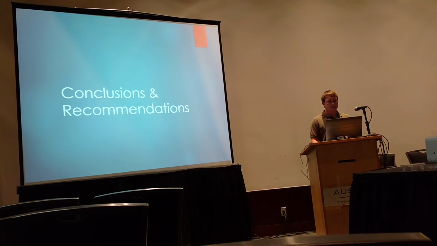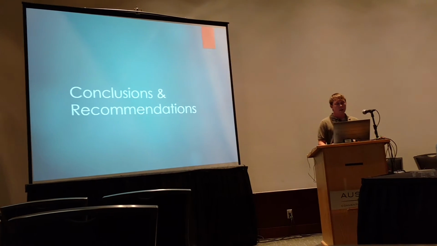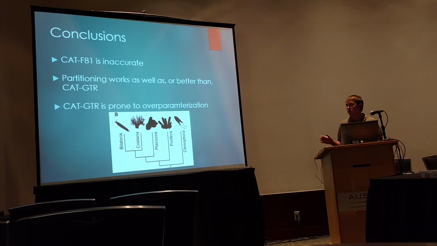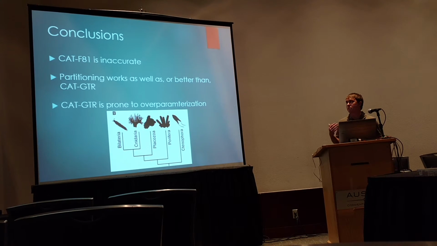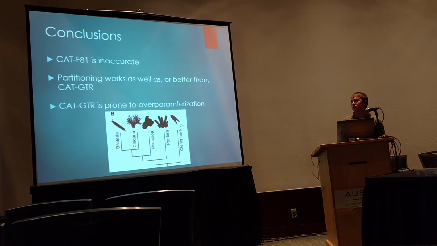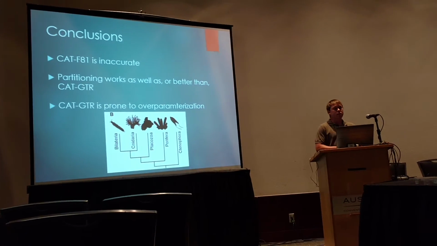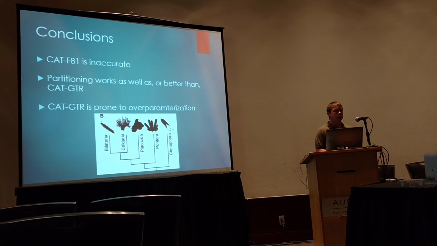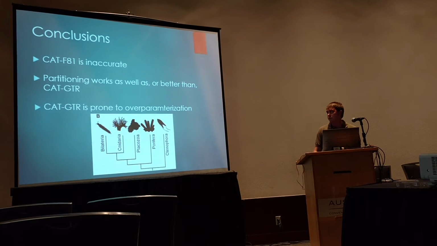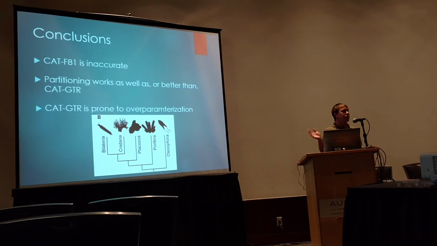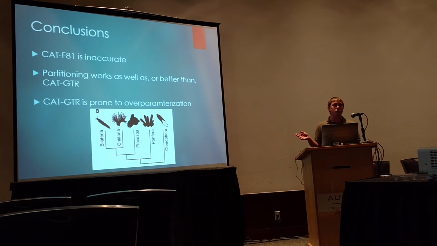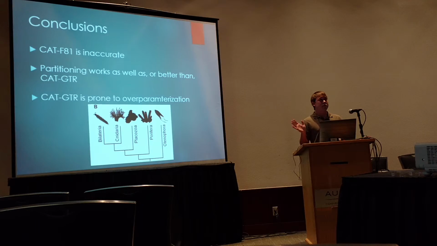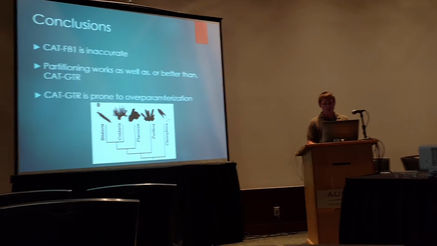So I'm going to hit on some conclusions and recommendations. CAT-F81 is inaccurate; I think that's pretty clearly demonstrated. I would argue that partitioning works as well or better than CAT-GTR. CAT-GTR is prone to over-parameterization, at least those individual GTR models. And then I'll just harp on this because it's something I'm very interested in: the available evidence really suggests that ctenophores are our most distant animal relative. And I'd be happy to talk more with anybody who's interested about that afterwards.